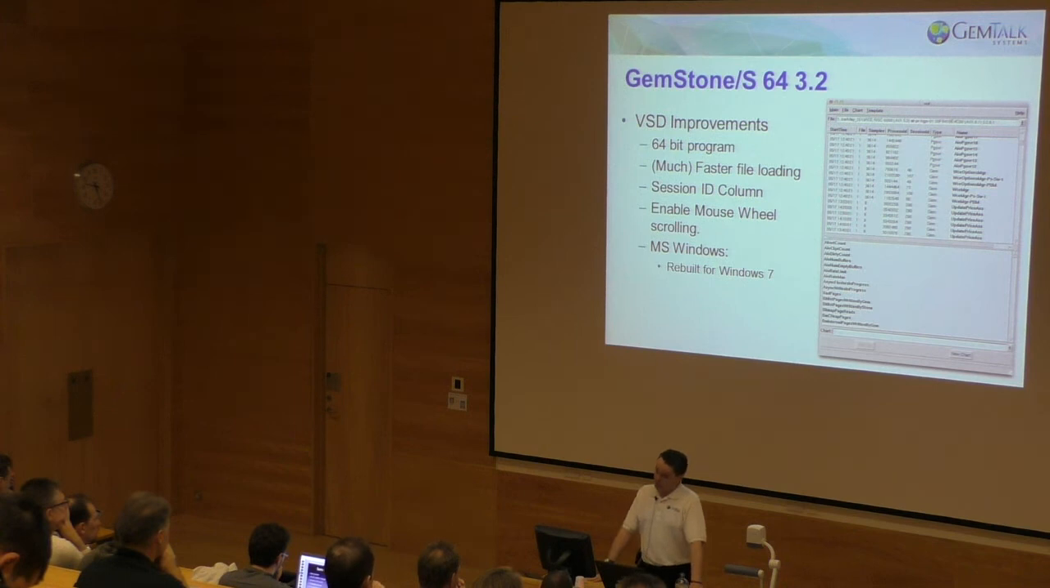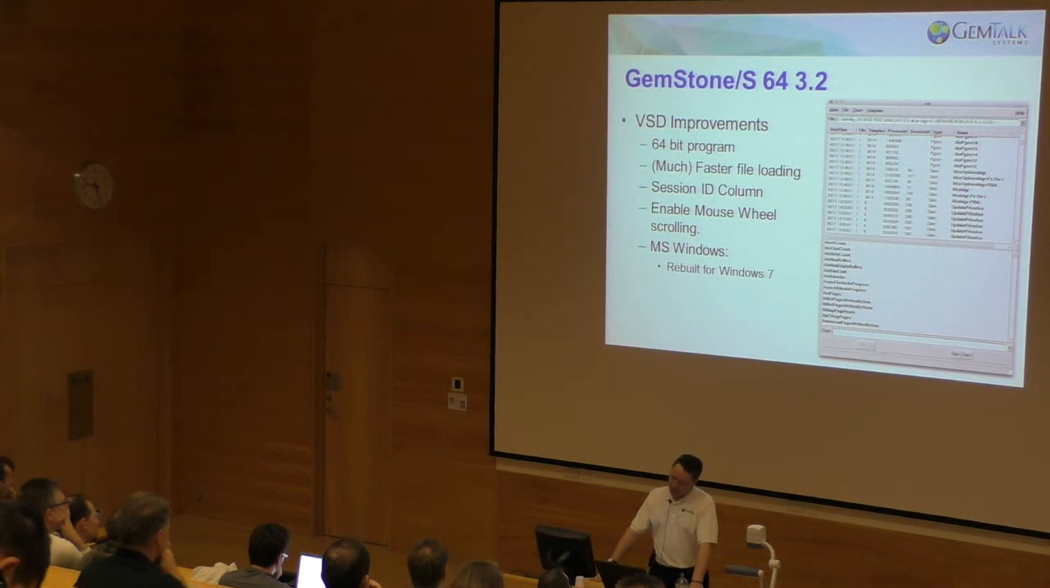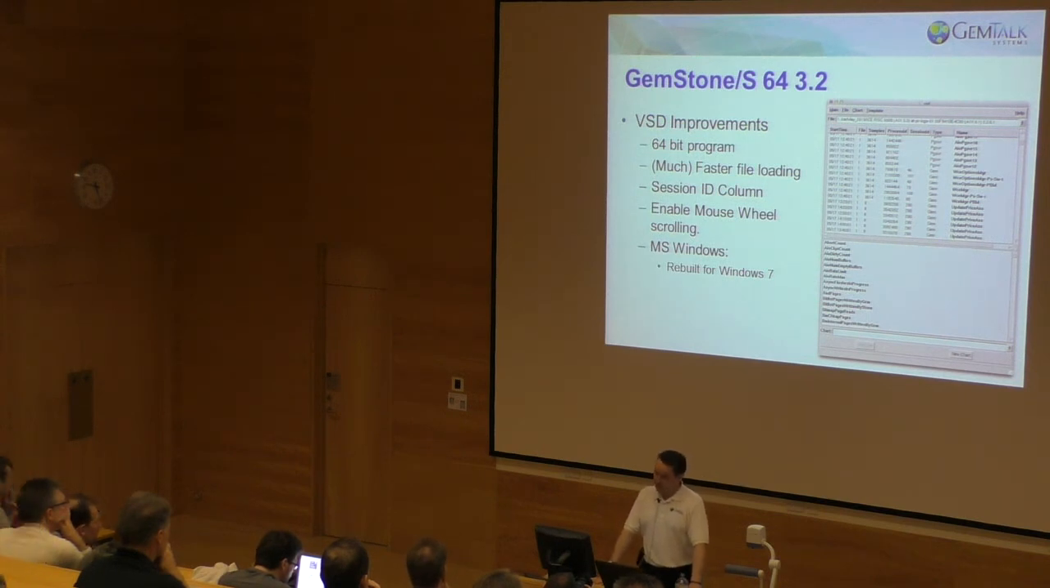Big one was mouse wheel scrolling. The original libraries were written before there were mouse wheels. Well, somebody around 2005 went out and added mouse wheel scrolling to, I forget if it was the Tk or the Tix library, one of the packages that's obsolete. So we got that ported in and rebuilt the whole thing on Windows 7 so it doesn't crash anymore. And here it is.